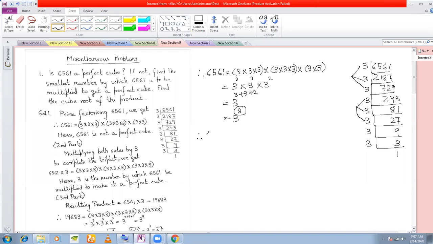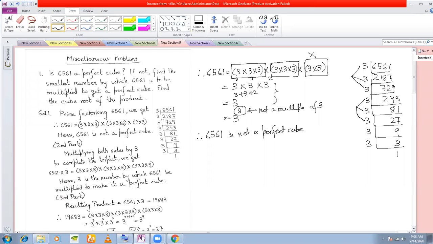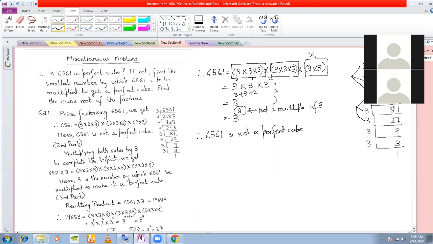So therefore we say 6561 is not a perfect cube, because 8 is not a multiple of 3. Or what you can also do is, from here you can see that this is a triplet, this is a triplet, but this does not form a triplet. So therefore, without even doing all this, you can say 6561 is not a perfect cube.